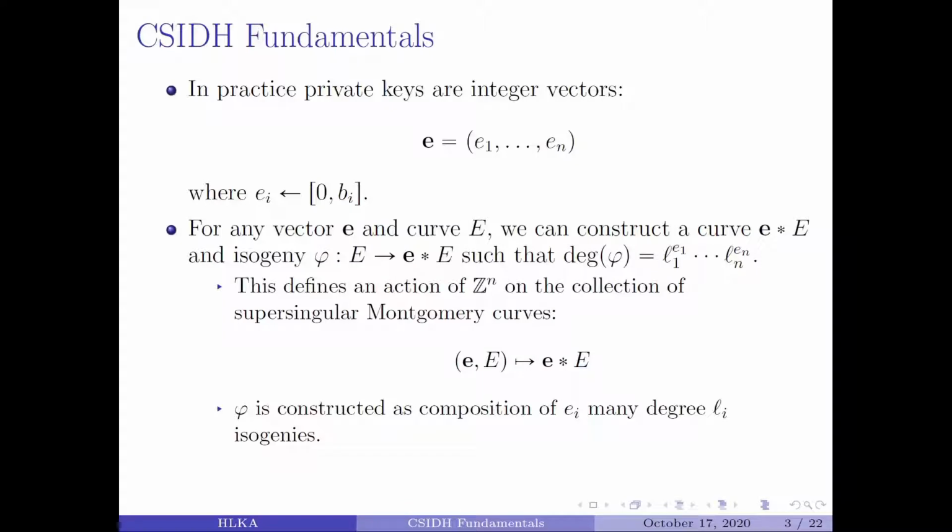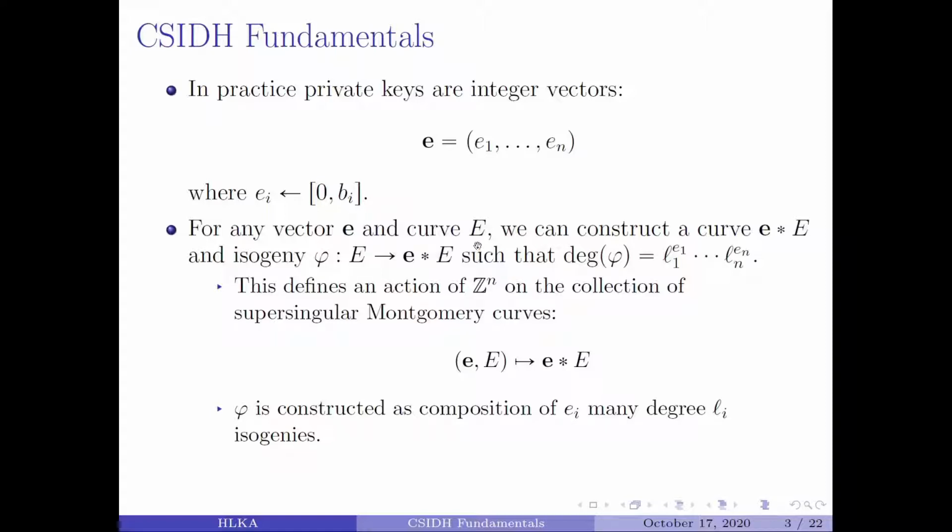A lot of what I'm going to say here is going to be an oversimplification of what's actually going on, so see the paper for full details. In practice, our private keys are going to be integer vectors, which we'll label as e, and each of these ei's will be chosen uniformly at random from the interval 0 to bi, where bi is from our bound vector.